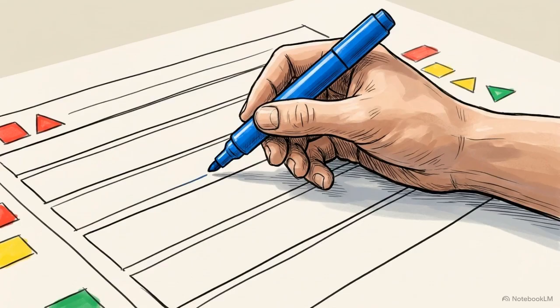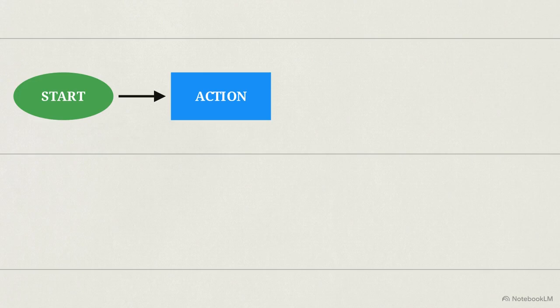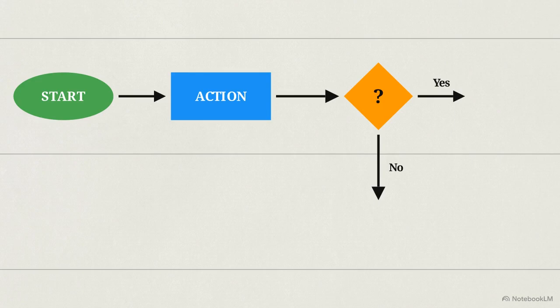Now we can start filling in the grid. To do this, we use a universal visual language so that anyone looking at the map interprets the steps exactly the same way. Start with the oval, marking the absolute beginning and final endpoint of the map. Next, the rectangle represents a specific action taken by an actor. Finally, the diamond is a decision point, splitting the workflow into yes or no paths.